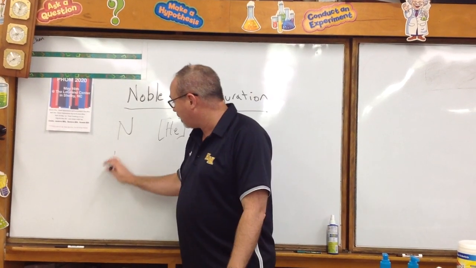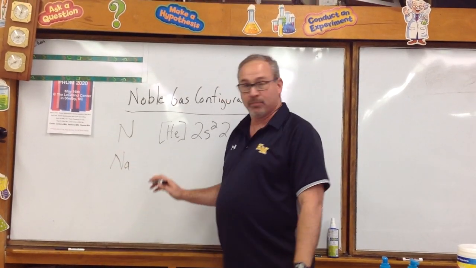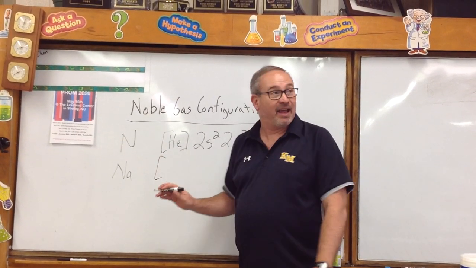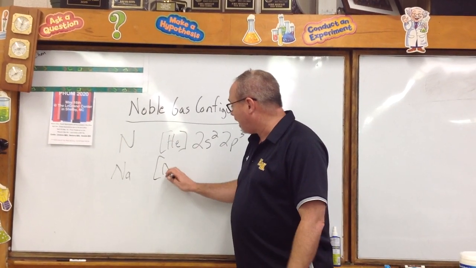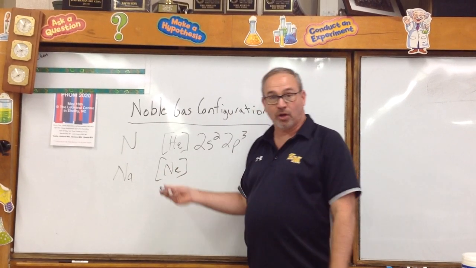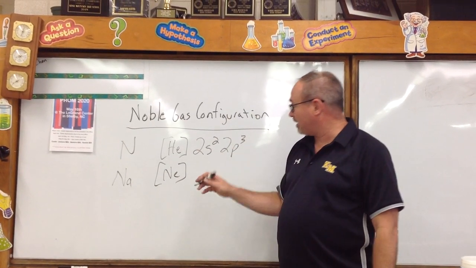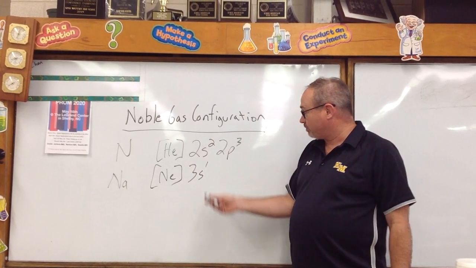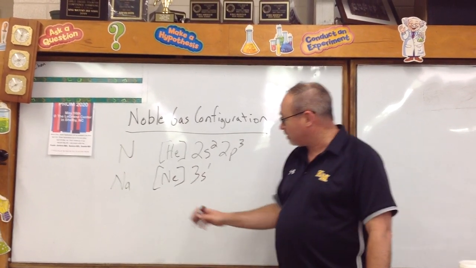Lastly, let's go to our last two, sodium. Wow, that's all the way down in the 3rd level. But this time I'm going to cheat and write, go to neon, and then go ding, 3s1. Whoa, that's it. That's all you got to do.